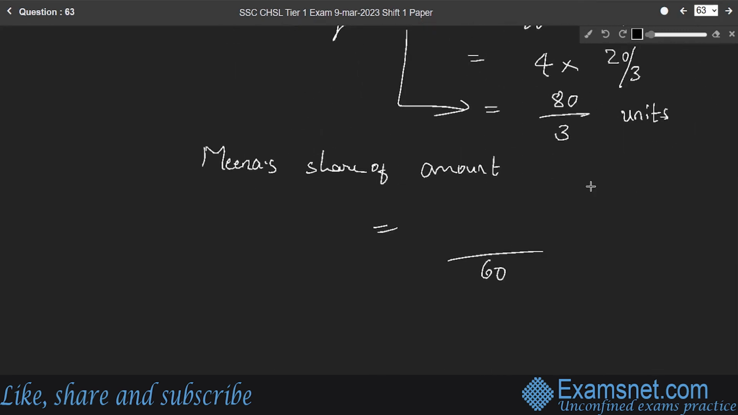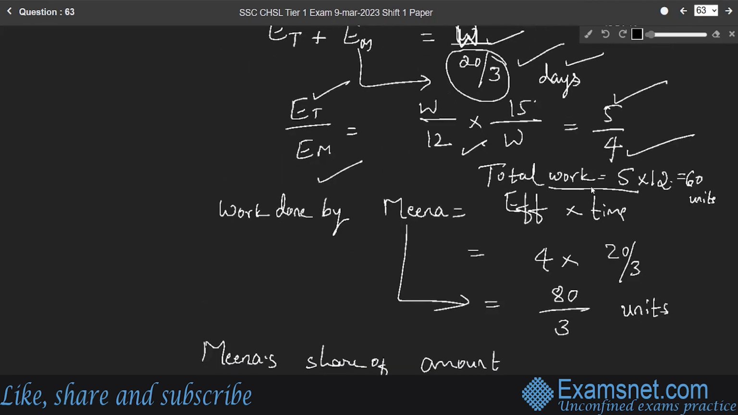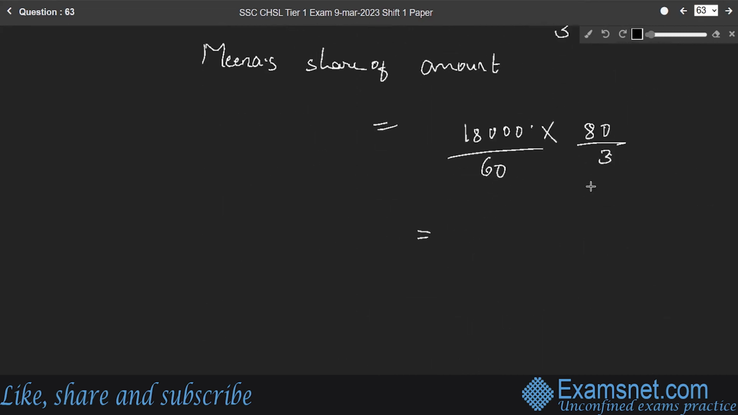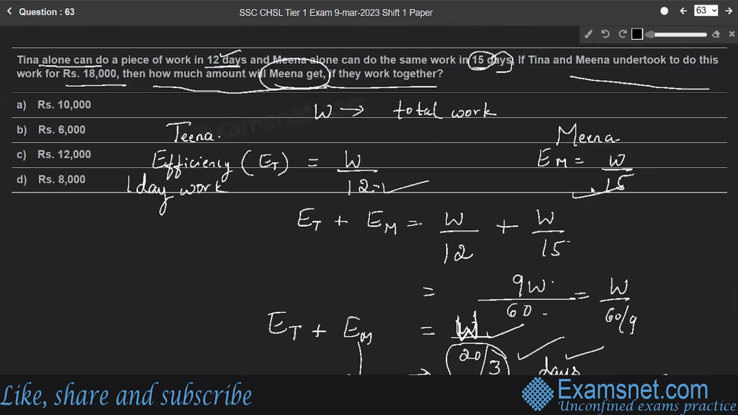So total work is 60 units, right? To complete 60 units of work, they'll take 18,000 rupees. Therefore, to complete 80 by 3 share of work, here 80 by 3 is the work share of Meena. Therefore, simplify it. You can cancel 2 zeros here. So 3 into 6, 6,000, so 6 into 1,000. Therefore, Meena will get 8,000 rupees out of 18,000. Therefore, Meena's share is option D, 8,000.